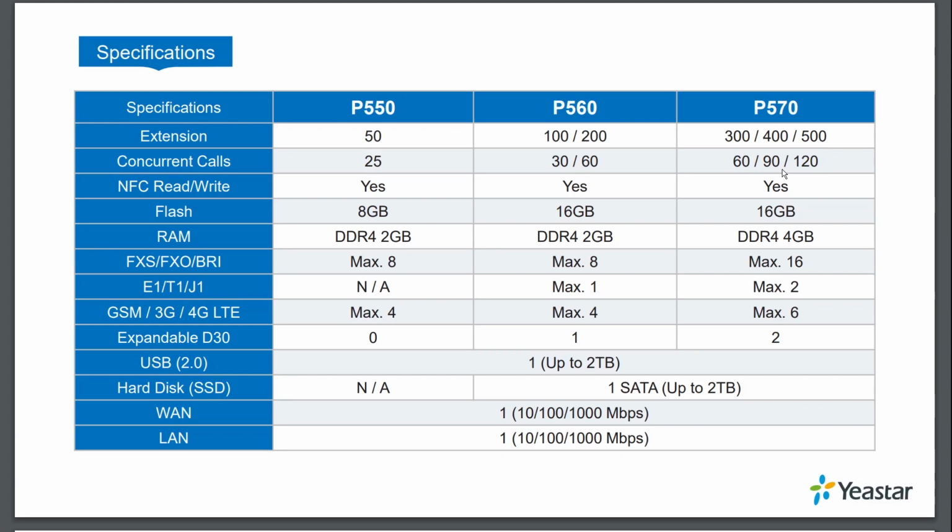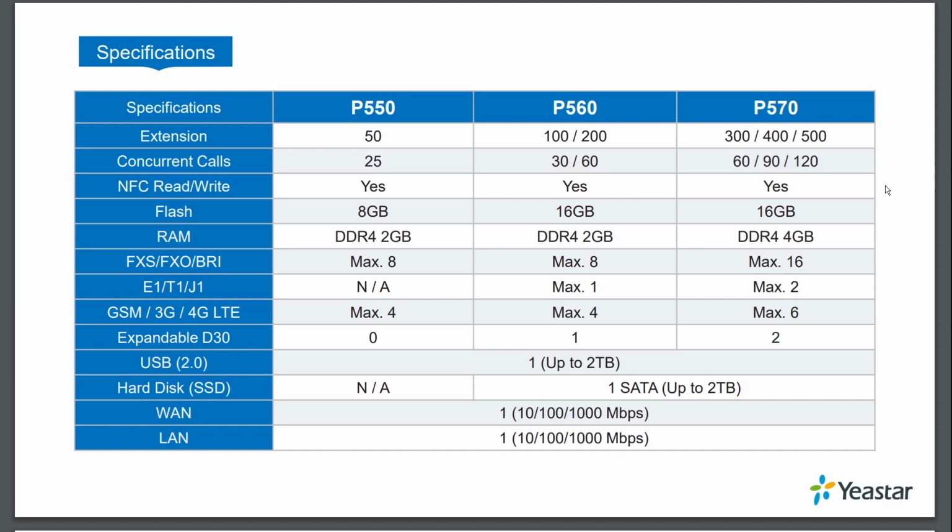Okay, then the last one, P570. P570, you can see here is, it's quite special actually. Originally, you will have 300 users, 60 concurrent calls, but it's possible for you to customize the capacity. You can have 400 users or 500 users with 90 concurrent calls or 120 concurrent calls. It exactly depends on your module installation with our D30, okay? Because you can have maximally 2 units of D30 module fixed on the P570, okay?